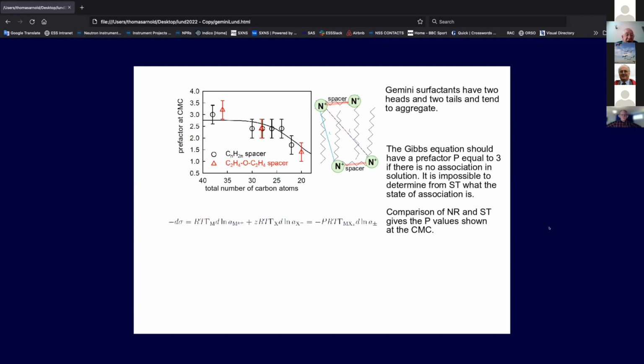Now, you don't know what the prefactor is when you measure the surface tension, so you assume it's 3 and you get an area. But then we come along with neutrons and we don't have to worry about any models, we just measure it, and then we compare our area with the surface tension value. And we say, well, actually, if you look at the graph, if you've got a large spacer, you are quite close to 3. Indeed, the measurements give you 3 and the curve doesn't. But when you go to shorter spacers, the Gibbs prefactor goes down almost to 1.